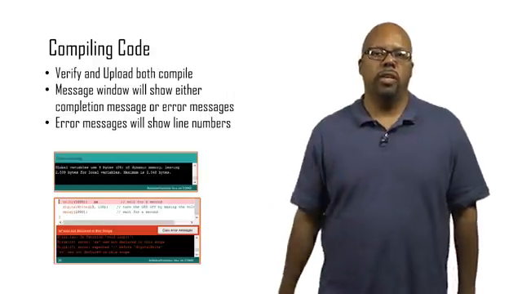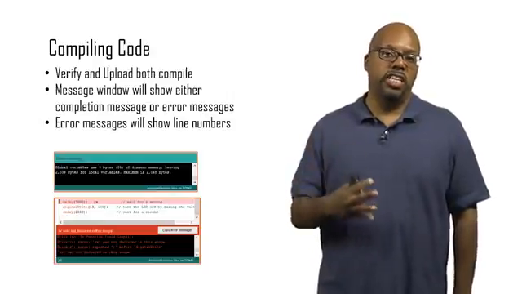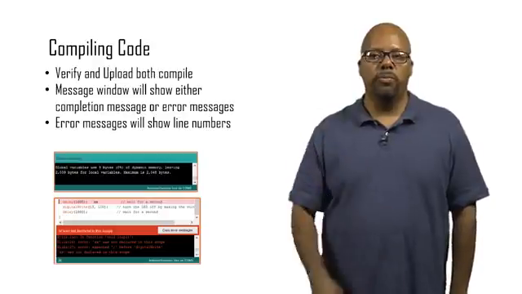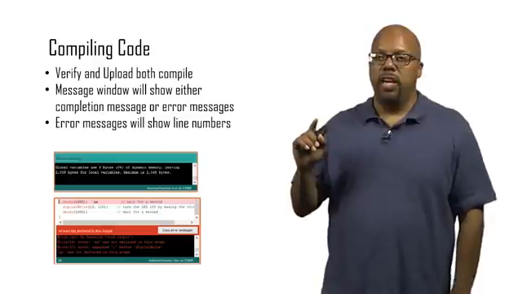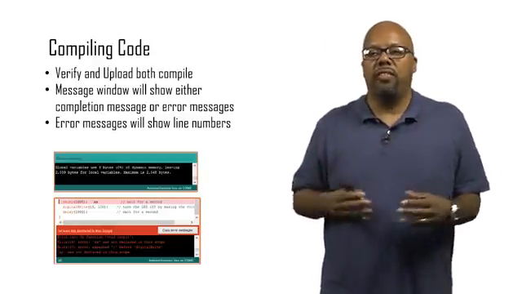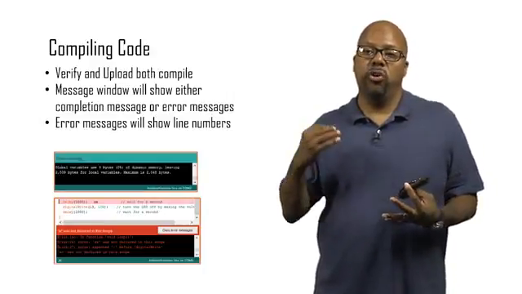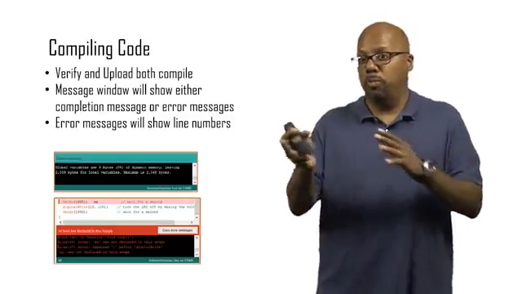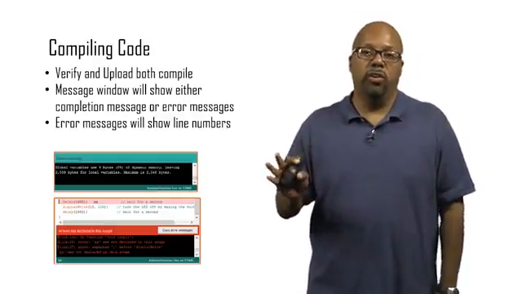Also, you can get those from the pull-down menus. Verify and upload both compile the code. Upload additionally copies the final executable to the Arduino, but both of those will compile the code. Now, when you do it, there's a message window at the bottom, and it shows you the status of the compile. After it's done compiling, it'll either show you a completion message, like compile complete or done uploading, or it'll show you one or more errors.